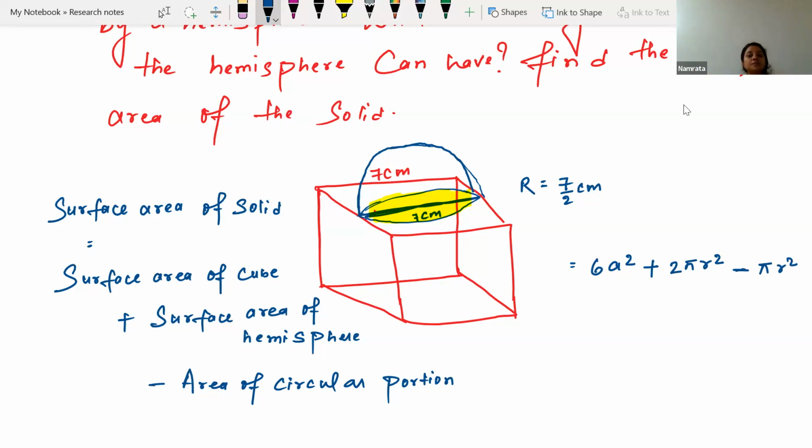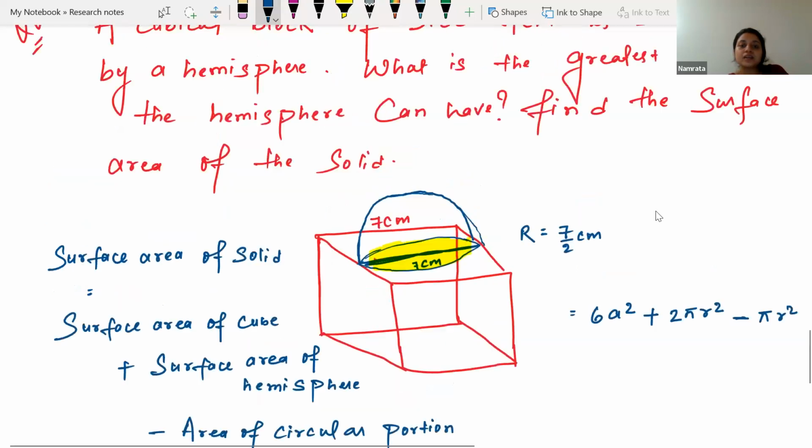Is it clear to everyone? We will just put the values over here. We know the side of the cube, 7 cm. We know the radius of the hemisphere. The biggest diameter it can have is 7 cm. We also know the radius of the circular region, that is 7/2 only. So easily we can substitute the values over here and we will be able to take out the total surface area of this toy. Clear? Is it clear, Madiha and Jasleen?